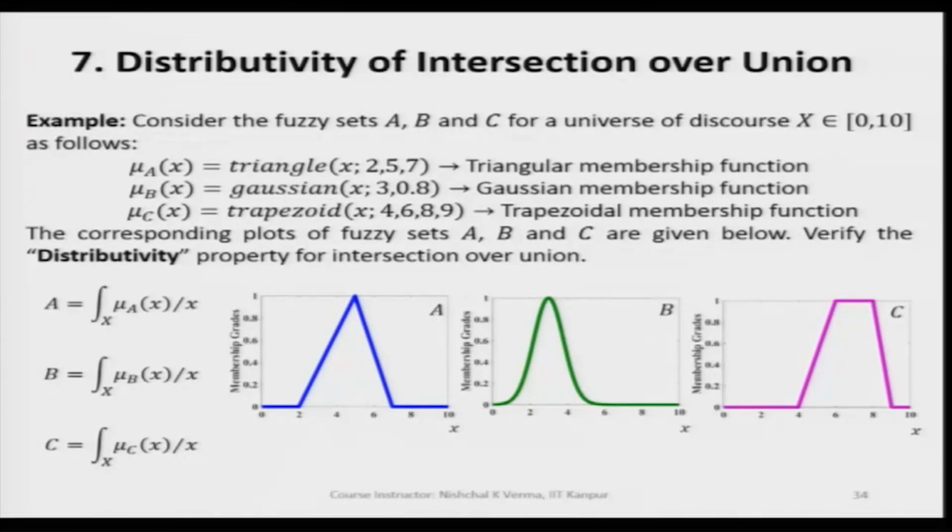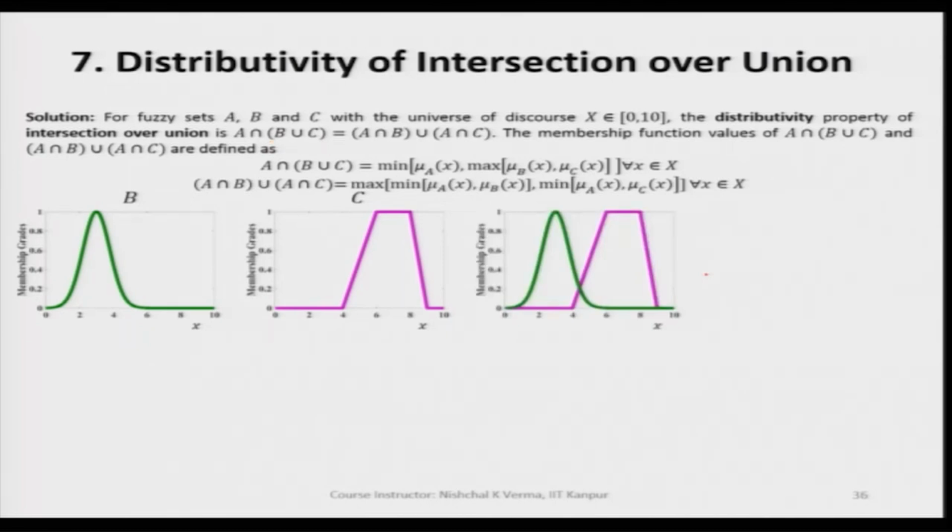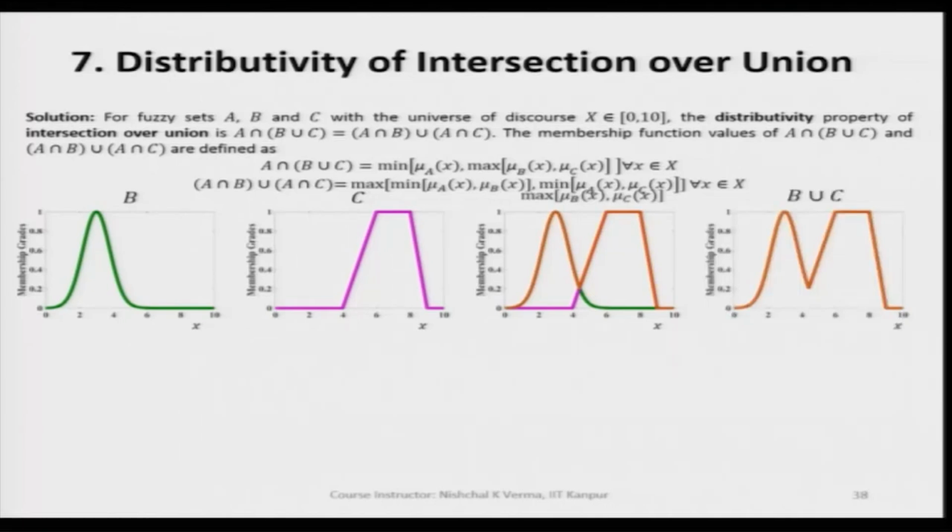So, let us take an example here where we take 3 continuous fuzzy sets A, B and C. So, these are the fuzzy sets you can see here. Now, to verify the distributivity of intersection over union, we have to first get the B union C. So, we are taking B fuzzy set and C fuzzy set, and B union C we can get just by overlapping these two fuzzy sets and applying the max criteria.